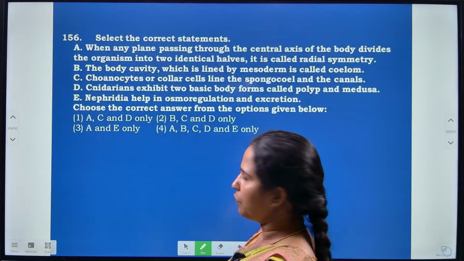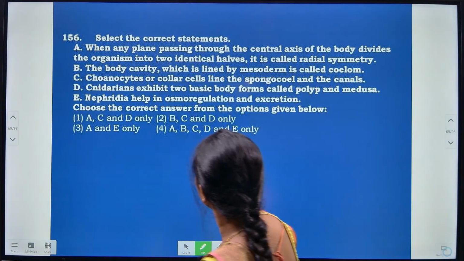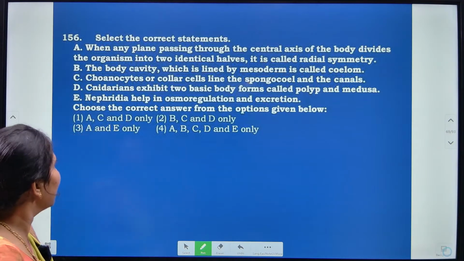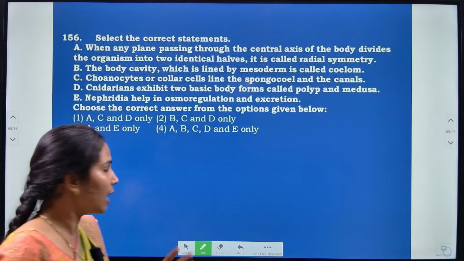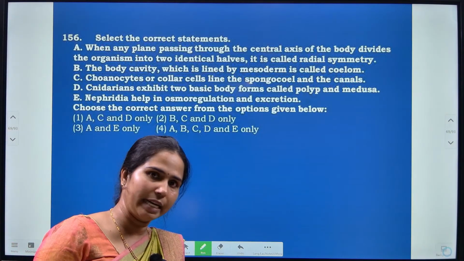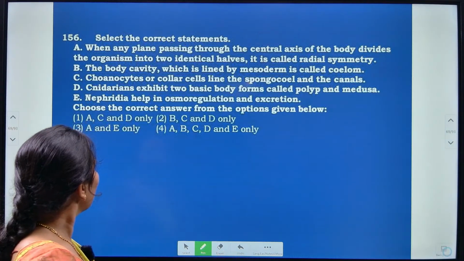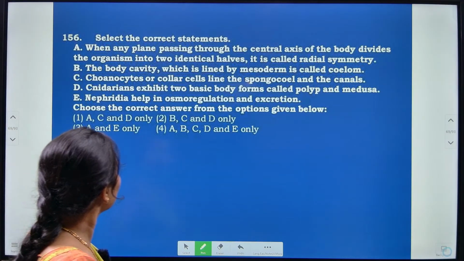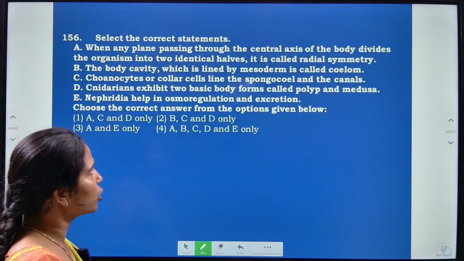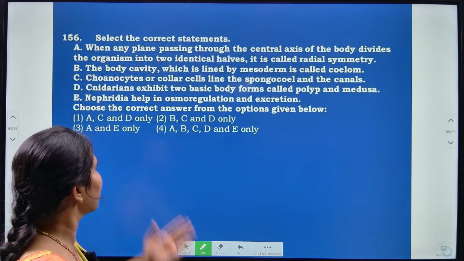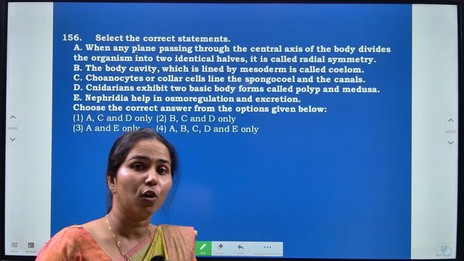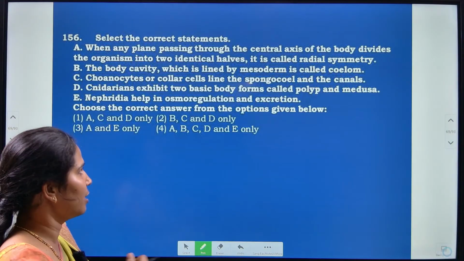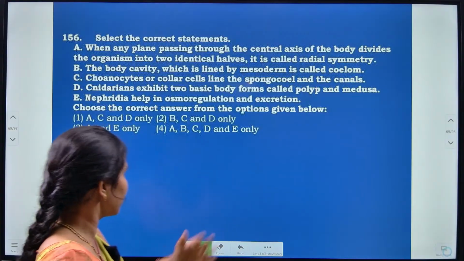Now, question number 156. So again, it is choose the correct statement here. When any plane passing through the central axis of the body divides the organism into two equal identical halves, such symmetry is called radial symmetry, no doubt in this one. The body cavity which is lined by mesoderm is called coelom, exactly. Then the choanocytes or the collar cells line the spongocoel of the sponges here. Third one is cnidarians exhibit two basic body forms, that is polyp and medusa. Yes, that is also right.